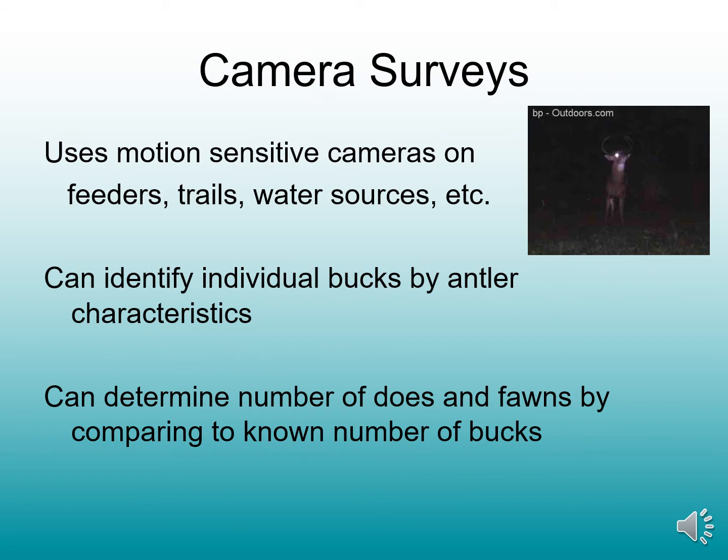Another one are camera surveys. Surveys use motion sensing cameras on feeders, trails, water sources, etc. And for white-tailed deer, they can be used to identify individual bucks by antler characteristics and determine an estimate of the number of bucks you have on the property. Then you can compare that to the total number of doe and fawn pictures to get a full population estimate.